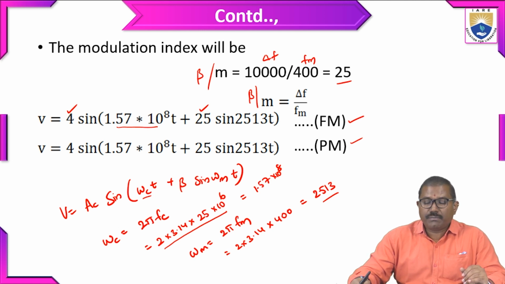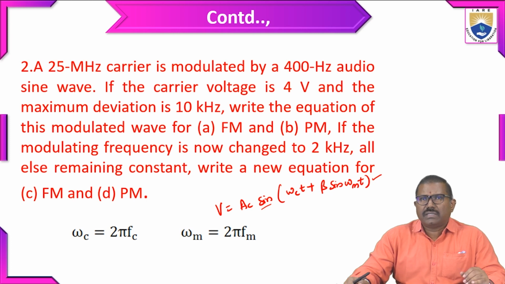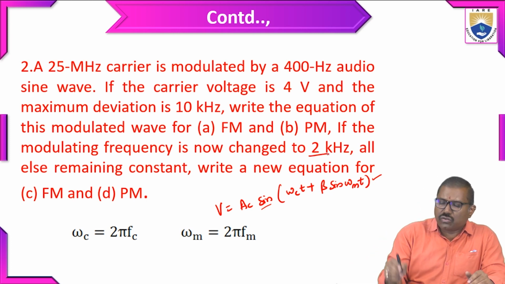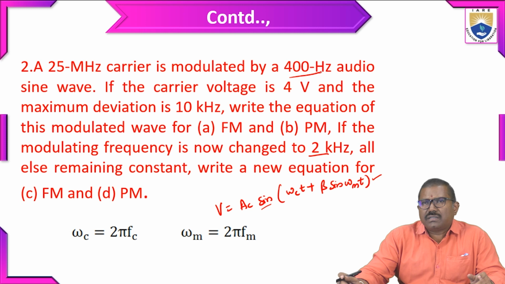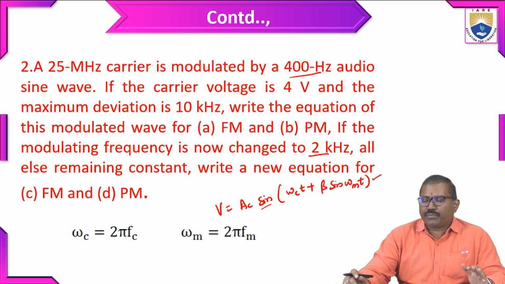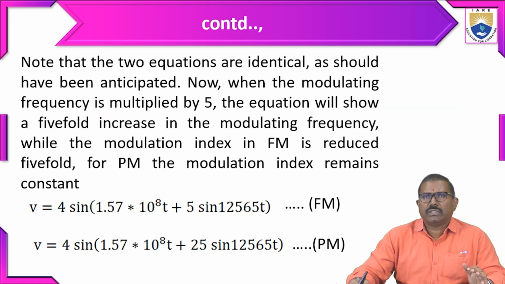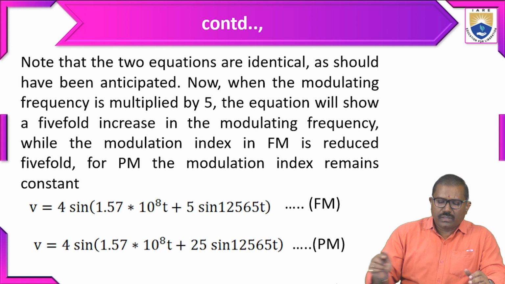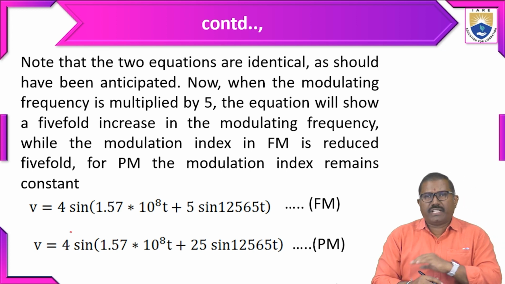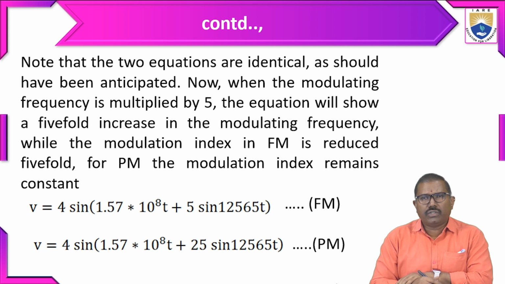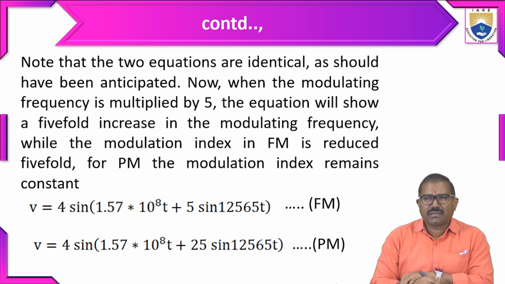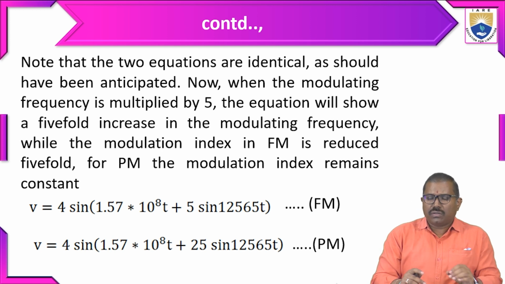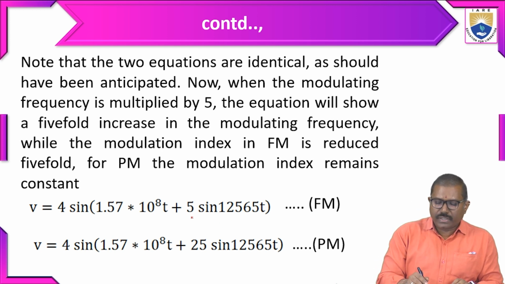What is the second part? Here, in the second part, the modulating frequency is changed to 2 kHz, whereas initially it is 400 Hz. In the second part it is increased to 2 kHz. So here the Fm is taken as 2 kHz. You can take the same expression, that is V is equal to Ac sine of omega c t plus beta into sine omega m t.